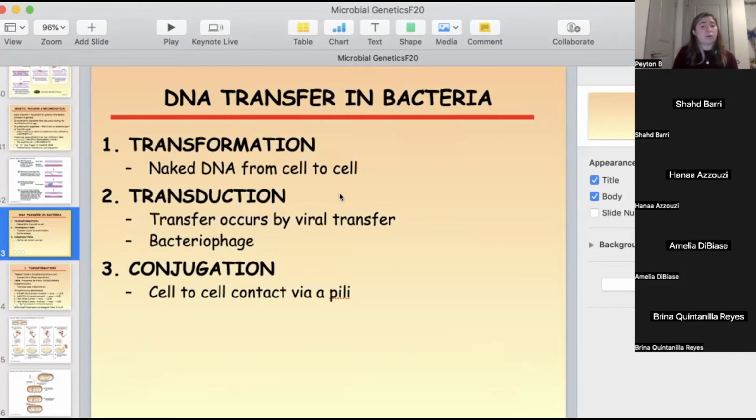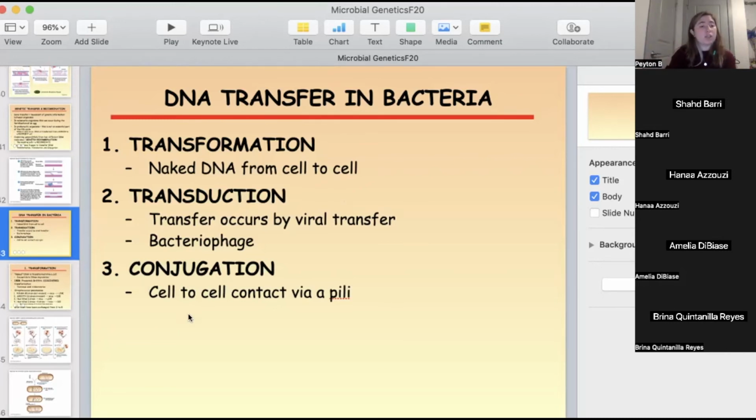Transduction is viral transfer, it requires a bacteriophage. That's the one where a bacteriophage, a virus, infects the bacteria, and it can go in and use the host cell's machinery to make its own viruses, and sometimes it will accidentally, since things aren't perfect, pick up a piece of the host DNA rather than just the viral DNA. So when the cell lyses, those viruses go to other bacteria, infect other bacteria, and the piece of cell DNA that's in some viruses then gets transferred into a new bacteria.